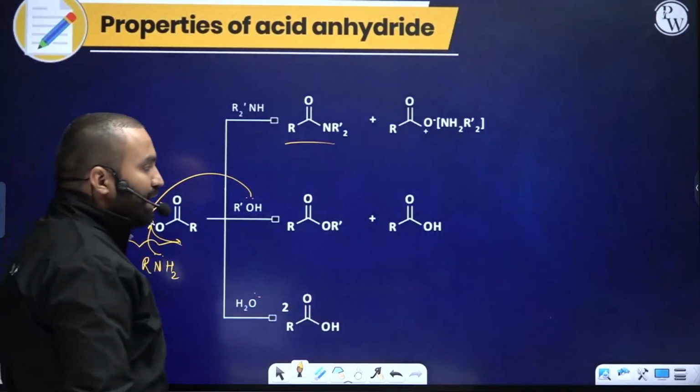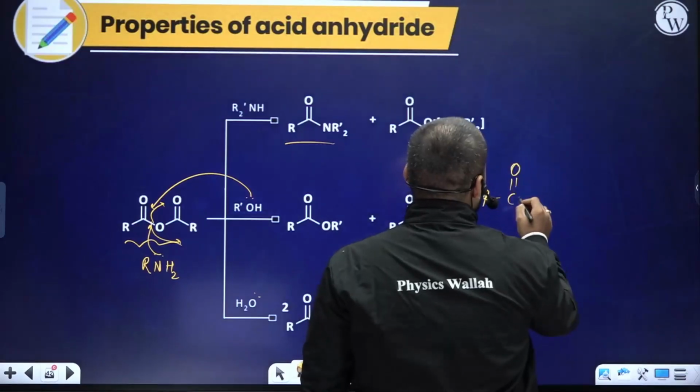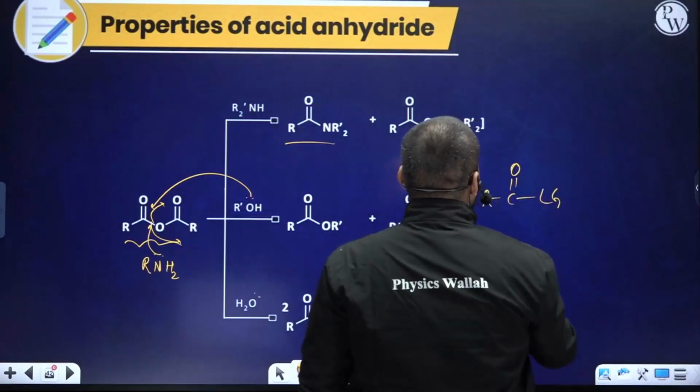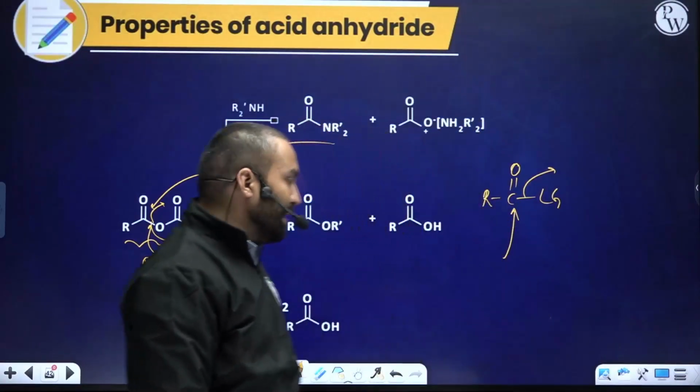So what have you learned, guys? If you have RC double bond O in this chapter and there is a leaving group present, you can bring any compound here and it has to leave. Leaving group has to leave.